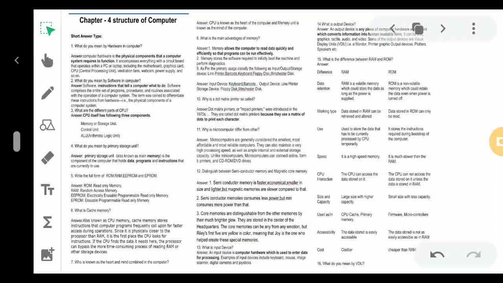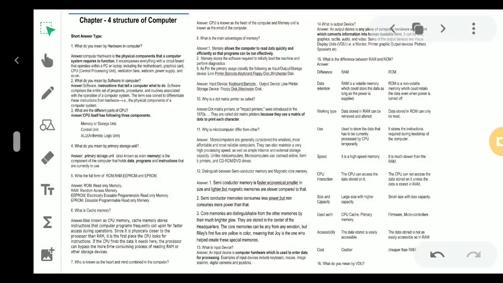Next is to write down the full form of ROM. ROM stands for read only memory, RAM stands for random access memory, EEPROM stands for electrically erasable programmable read only memory, and EPROM stands for erasable programmable read only memory.